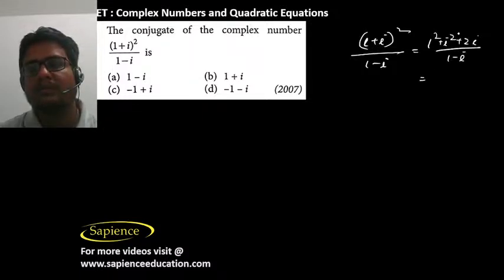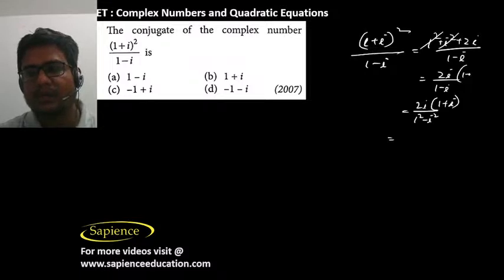So this is 1 minus 1, that will cancel. That is 2i by 1 minus i. So this is 2i by, we can write 1 minus i as 1 square minus i square into 1 plus i. If we multiply and divide this by 1 plus i, then we will get this. So this will be 1 plus 1, that is 2. So 2 and 2 will cancel out.